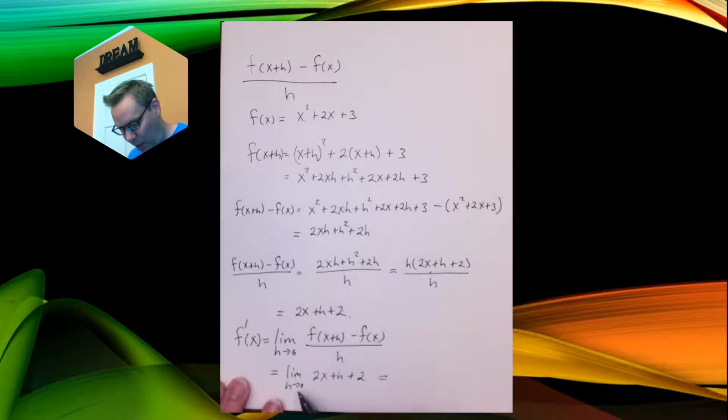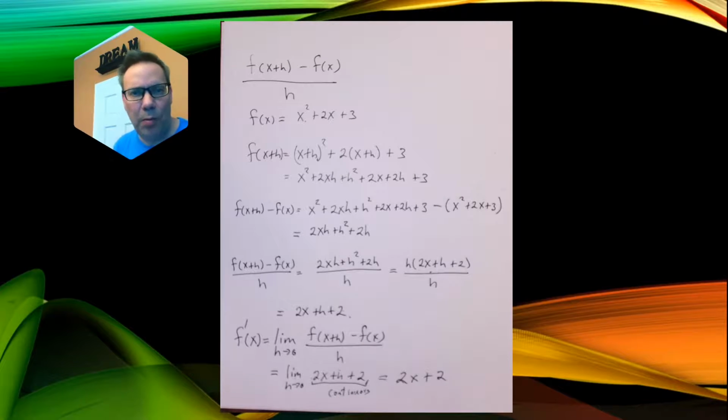So at this point, I'm dealing with a limit of a polynomial. What do we know about a polynomial? A polynomial is continuous. So that means the value of the limit is equal to the functional value when I replace h with 0. So that means f prime is equal to 2x plus 2. And that's a hand derivation of this problem.